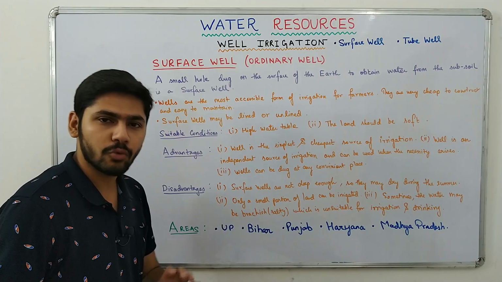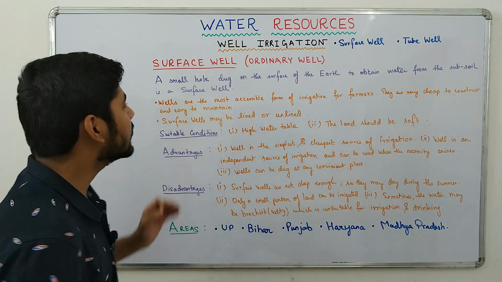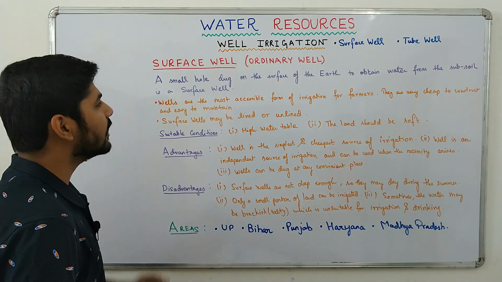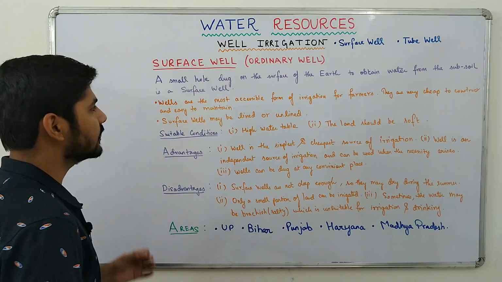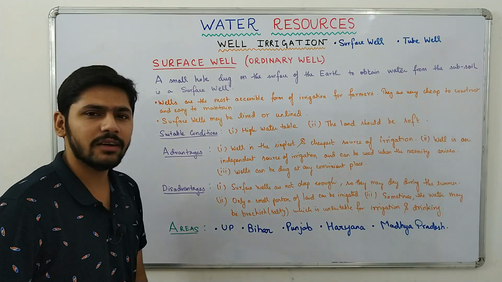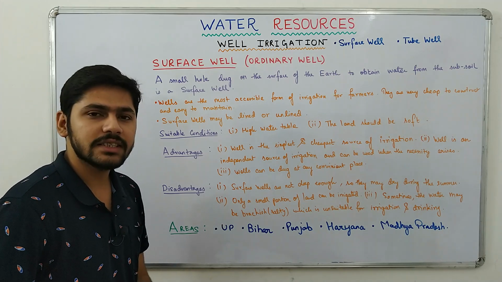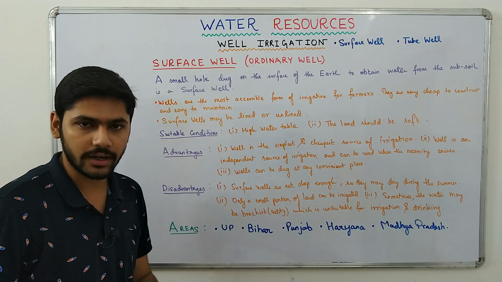Surface well का मतलब कुआं, और कुआं क्या होता है सबको पता होना चाहिए. Surface well, also called ordinary well. A small hole dug on the surface of the earth to obtain water from the subsoil is a surface well. So it is simply written what a surface well means. It is nothing but a simple hole which is dug on the earth's surface to obtain water from the subsoil.